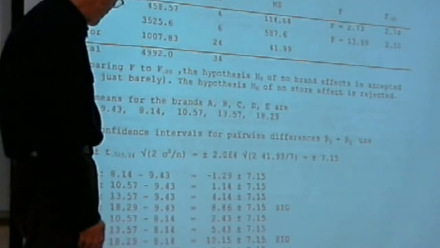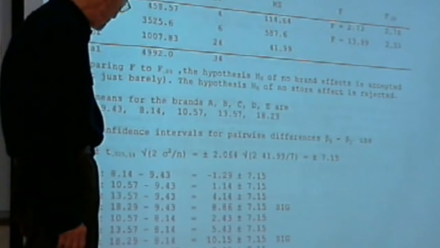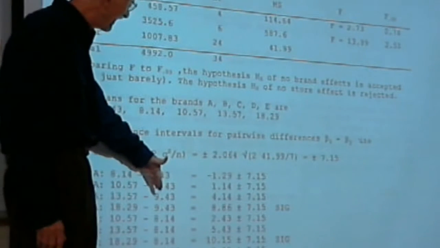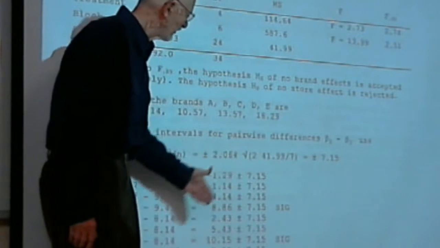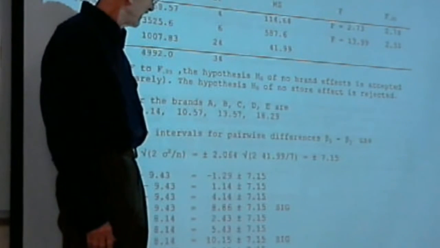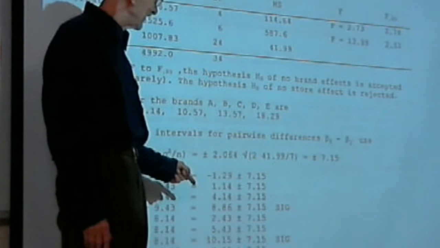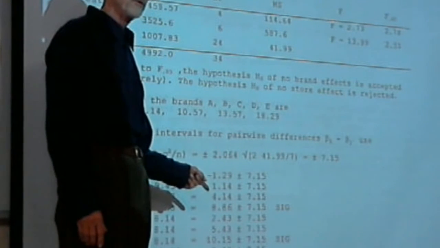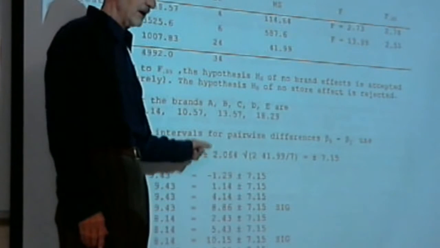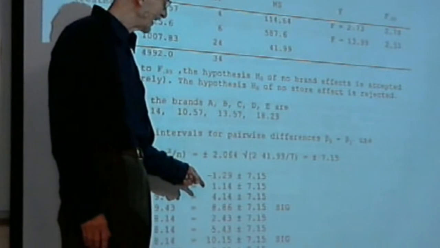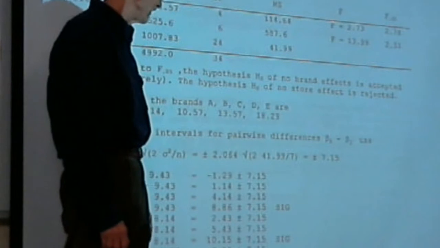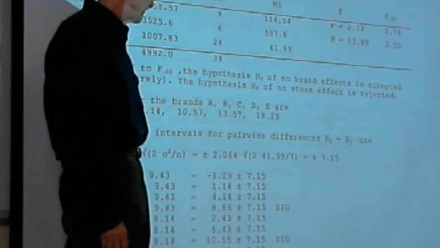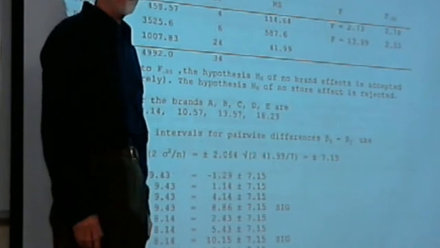So then I take all the differences between means. Here they are, and there's the plus or minus 7.15. Some of those intervals contain 0 and others do not contain 0. So I just indicated what was going on in that regard with the significant label over there. Things are significant if they do not contain 0.